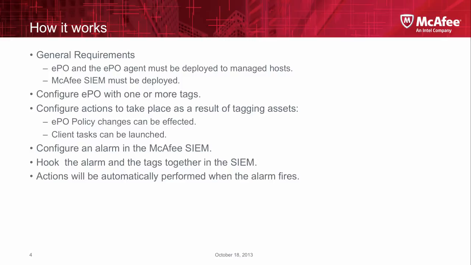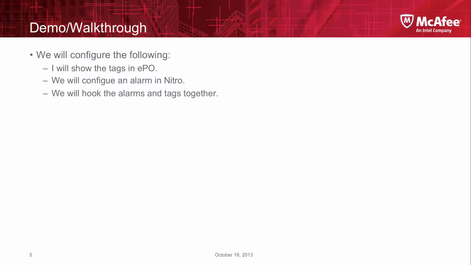We're going to build all that together with an alarm inside of the McAfee SIEM. We're going to hook the alarm and the tags together, and then once that's done, all of our actions will be performed automatically. So that's what I'm going to show you then. I'm going to show you what the tags look like in EPO. I'm going to show you how to configure the alarm within Nitro, the McAfee SIEM, and I'm going to show you how to hook everything together as well.